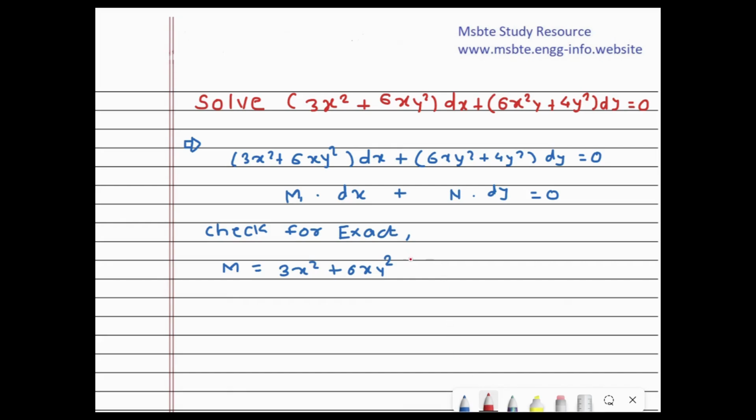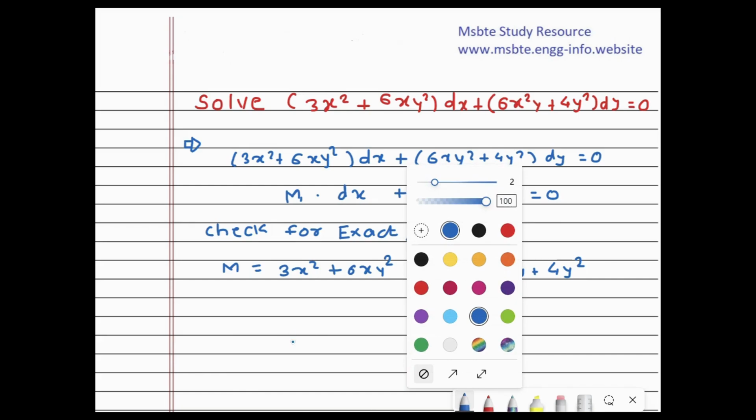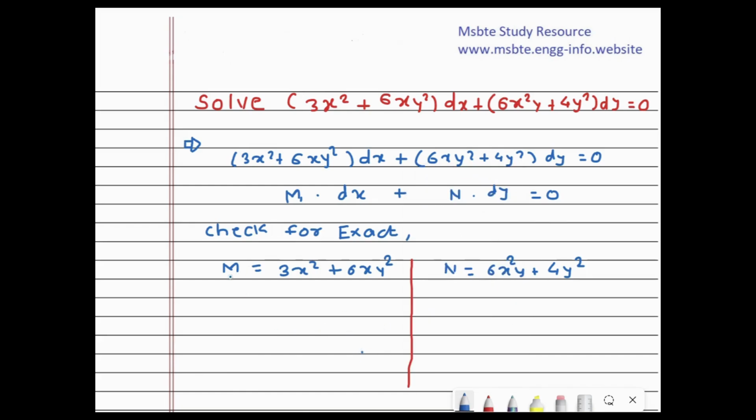And in the other half part, we have N. And N is 6xy square, x square y plus 4y square. So we have to find the partial derivative of this M with respect to y. Now this is the symbol for partial derivative. One is the full derivative and this is dou for partial derivative. What is the meaning of partial derivative? In partial derivative, we differentiate only the y term and treat x as constant.